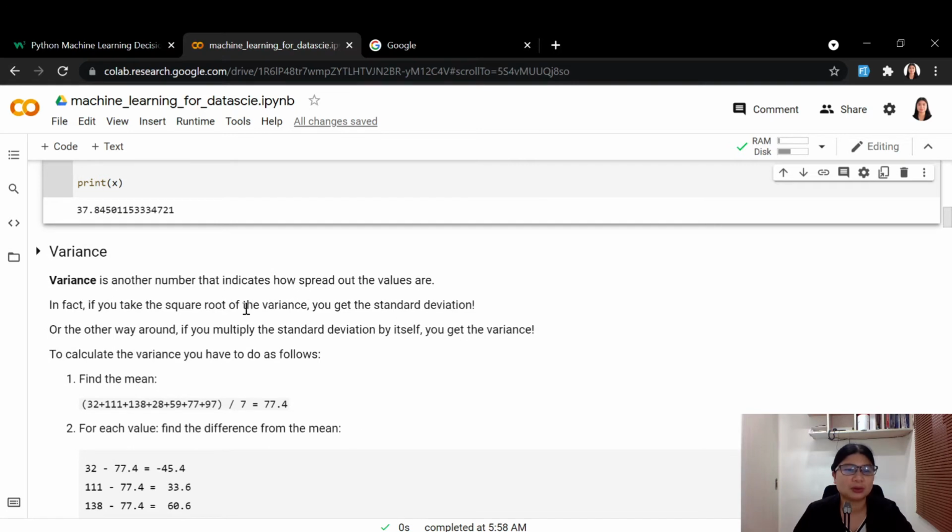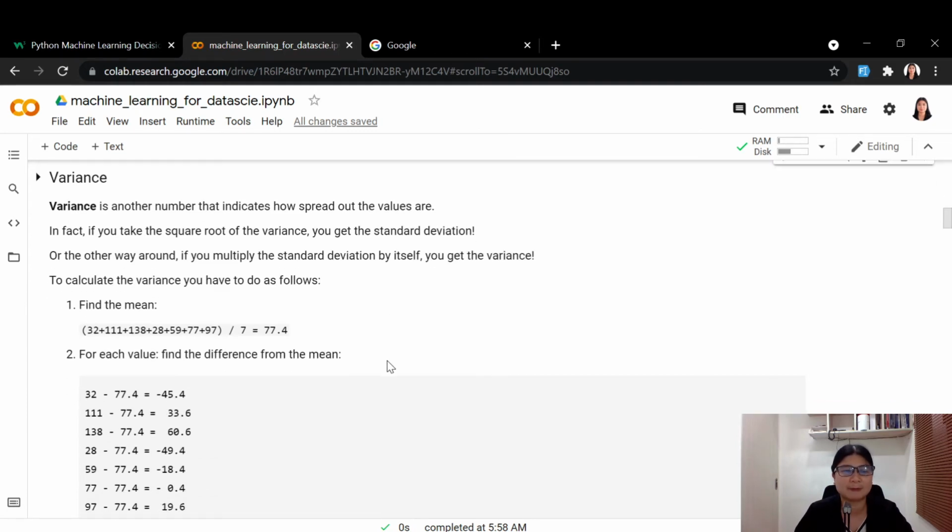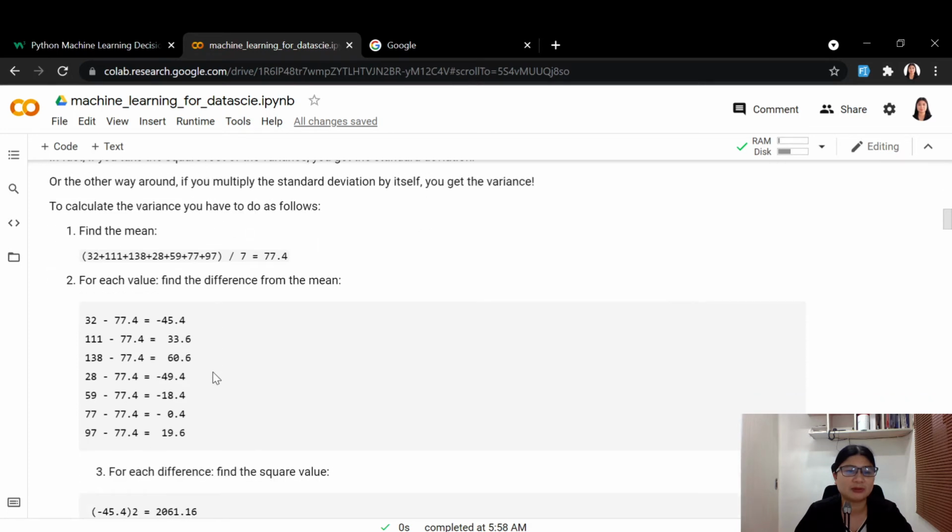Okay, so ano naman class ang variance? So variance is another number that indicates how spread out the values are. In fact, if we take the square root of the variance, you get the standard deviation. On the other way around, if you multiply the standard deviation by itself, you get the variance. So to calculate the variance, you have to do the following. So kung mag-solve ka class ng variance, amo ni siya, we have to add and divide by 7, and for each value, find the difference from the mean.